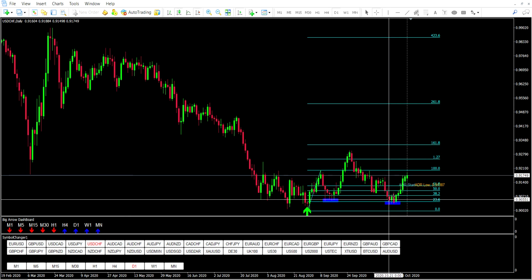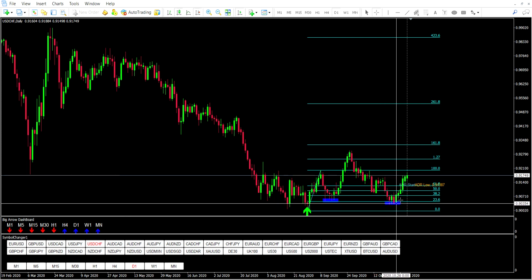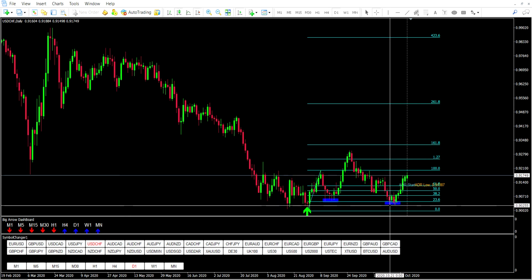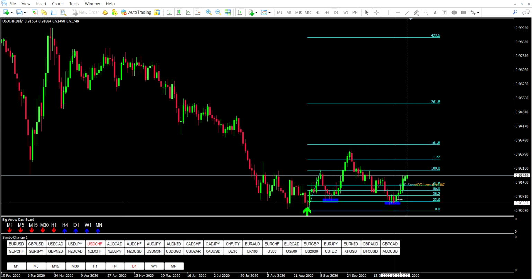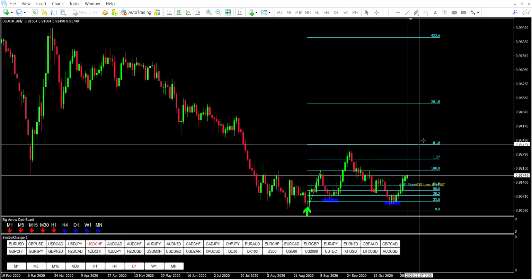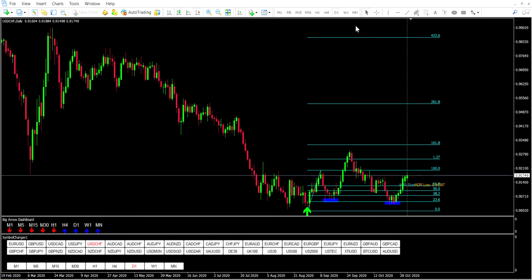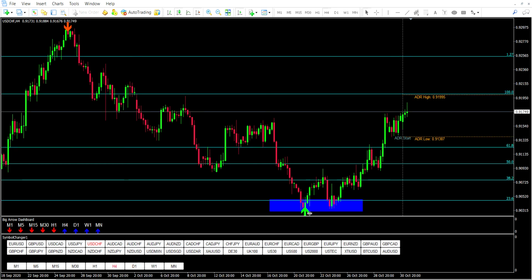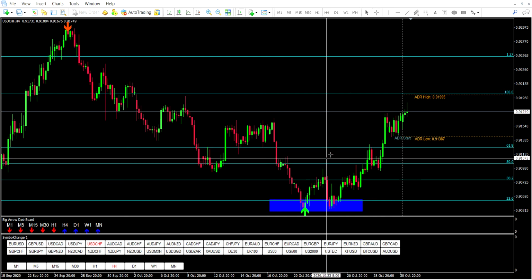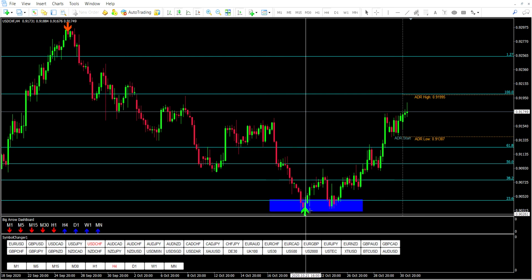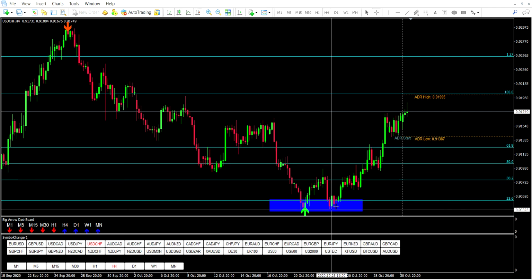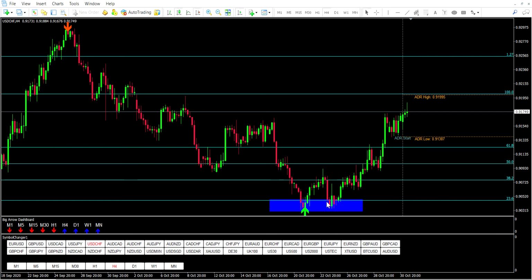Then you would have watched it, looked again for a possible entry, and if you got in round here, you'd be expecting to ride it all the way up to here, maybe even higher. The next thing I would do is just jump down to the 4-hour chart, and on the 4-hour chart we can see that it came and did its low, it went up, it retested, but didn't go lower than what it had been before.